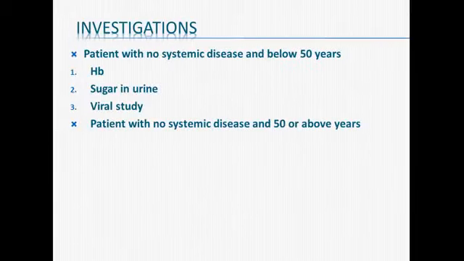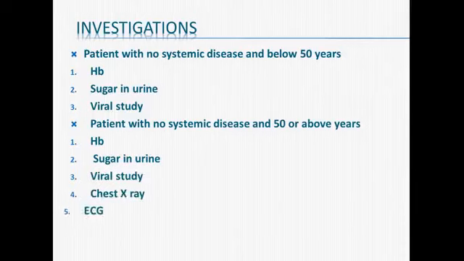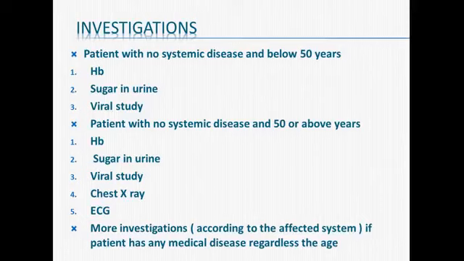Investigations. Patient with no systemic disease and below 50 years, we ask for HB, sugar in urine, and viral study. Patient with no systemic disease and above 50 years, we ask for HB, sugar in urine, viral study, chest X-ray, and ECG. More investigations according to the affecting system if the patient has any medical disease, regardless of the age.